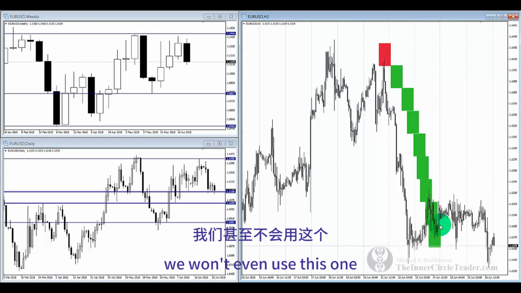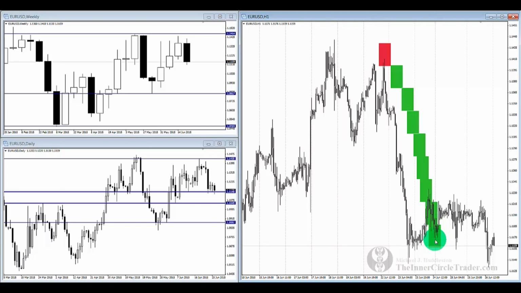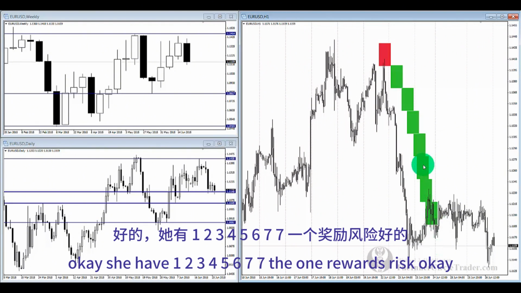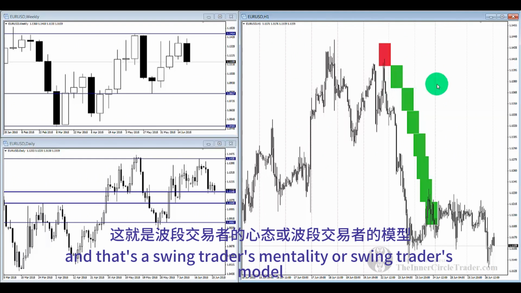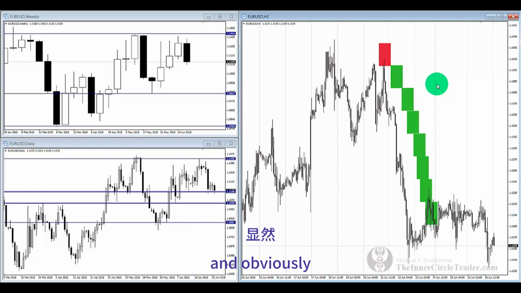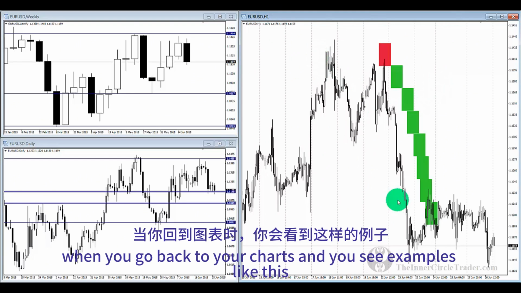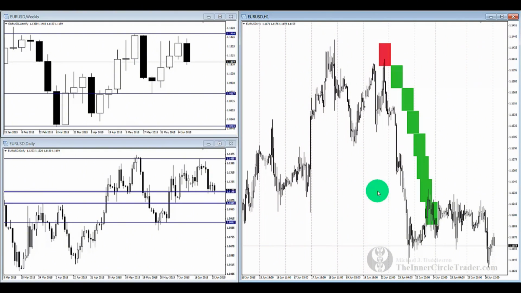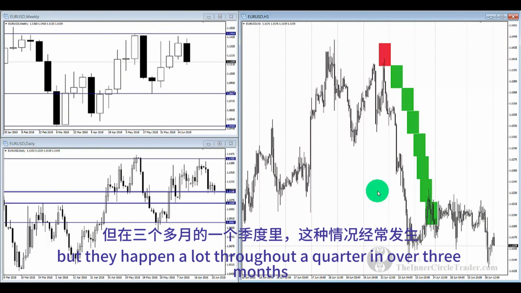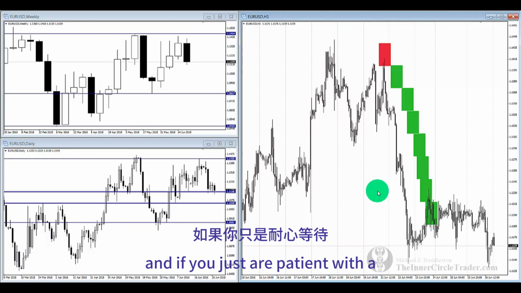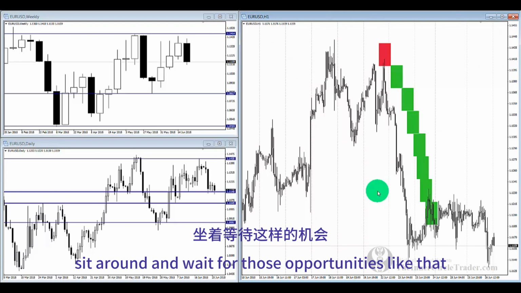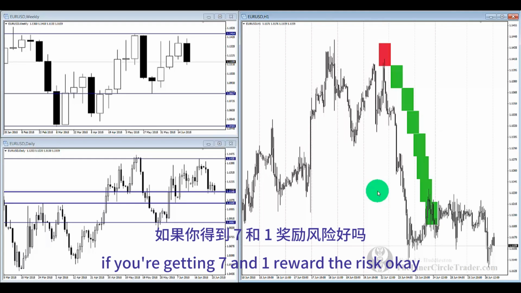We won't even use this one. Okay, so you have 1, 2, 3, 4, 5, 6, 7. 7 to 1 reward to risk. Okay, and that's a swing trader's mentality or swing trader's model based on what we've shown here. And obviously when you go back through your charts and you see examples like this, they happen a lot. Not a lot like day trades, obviously, but they happen a lot throughout a quarter. In other words, every 3 months you get a handful of them, and if you are patient enough to sit around and wait for those opportunities, you don't need a whole lot of trades if you're getting 7 to 1 reward to risk.